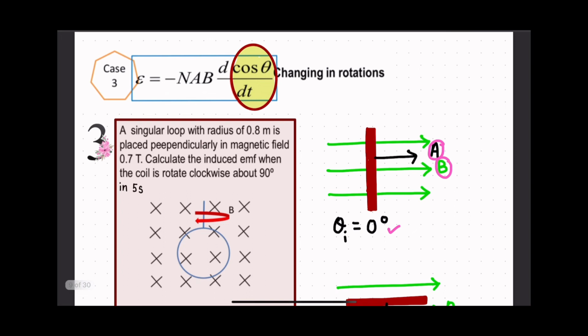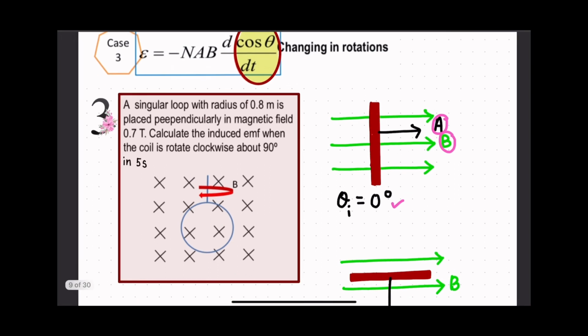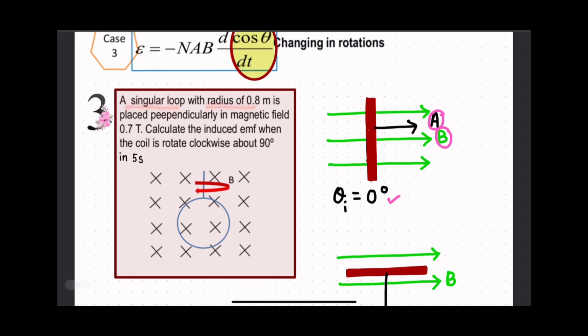Okay, the third case, changing in rotation, which means it rotates. We have a single loop with radius of 0.8 meter placed perpendicularly in a magnetic field of 0.7 Tesla. Calculate the induced EMF when the coil is rotated clockwise about 90 degrees in 5 seconds. So you have to be able to imagine this. Initially I see this surface and B comes out, into the page. From a side view, we see the side of the coil and B coming out. This is initially like this.